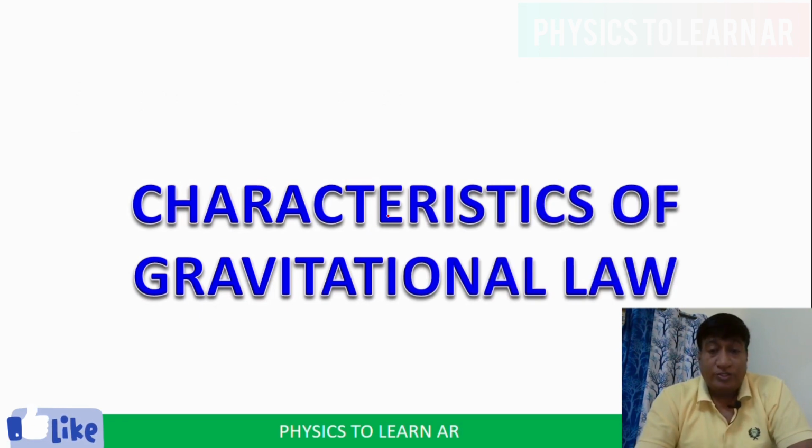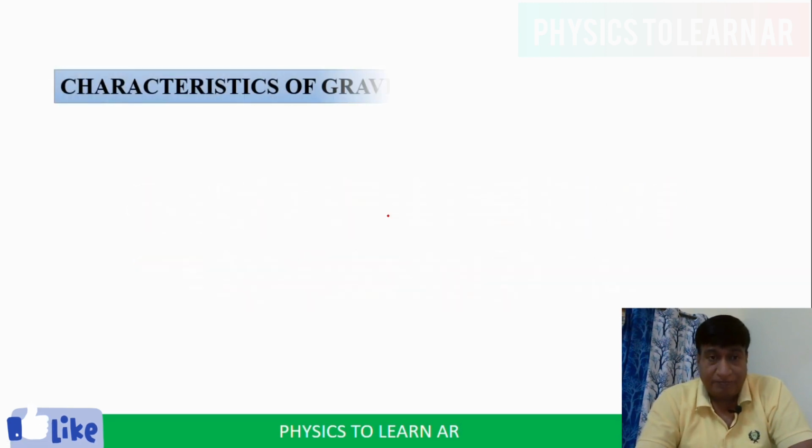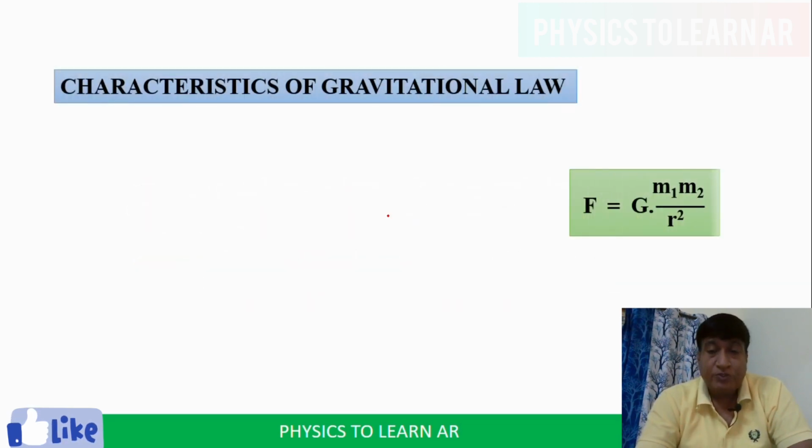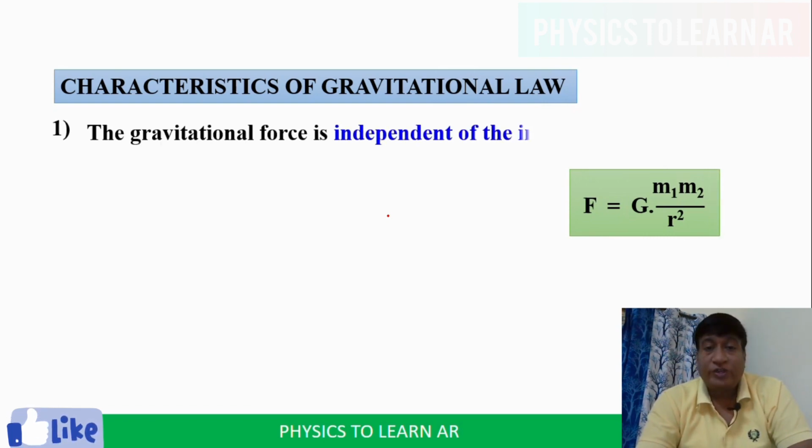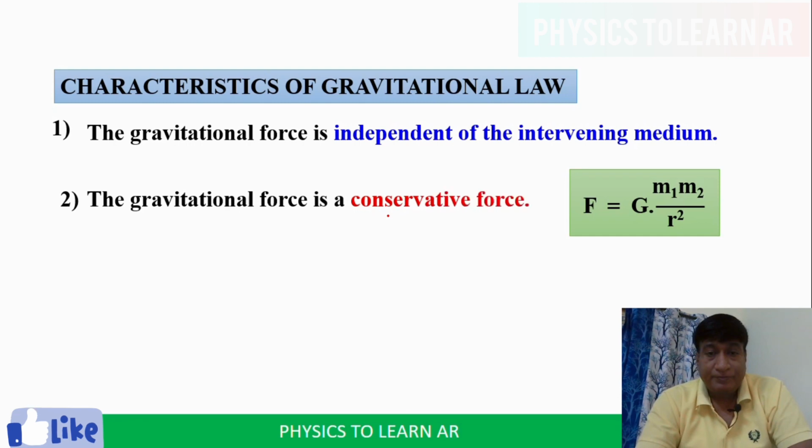Now we are going to see the characteristics of gravitational laws. F is equal to capital G into m1 m2 by r square, as we know very well. Already discussed, gravitational force is independent of the intervening medium. It does not depend upon the medium. This gravitational force is a conservative force.